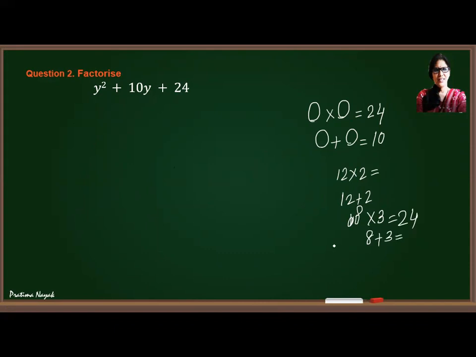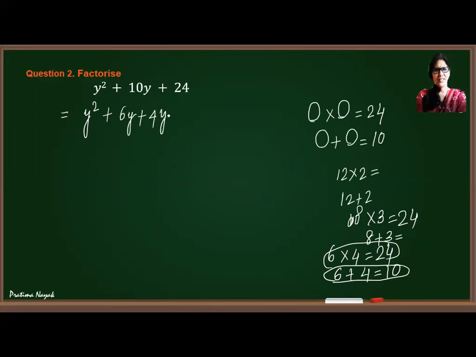No. Then go for 6. 6 into 4 is 24. So 6 plus 4 is 10. That means the sum you get is 10, the multiplication you get is 24. Then only you will break it. Not 12 and 2, not 8 and 3. Don't make any mistake. So I'll write y square, 10y as 6y plus 4y, plus 24.